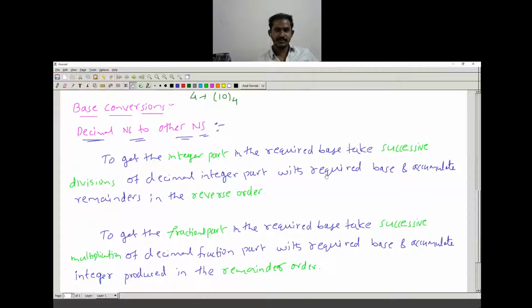For example, you are having the number 16, a decimal number, and you want to convert 16 into binary. Then you have to take successive division of 16 with the required base, 2. It's not only one division, you have to do successive divisions. I hope you know what successive division is. We'll do one example problem also, and after doing that, you have to accumulate the remainders in the reverse order. This is to get the integer part.